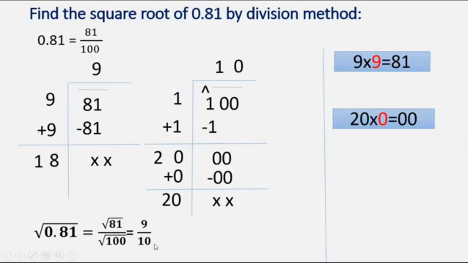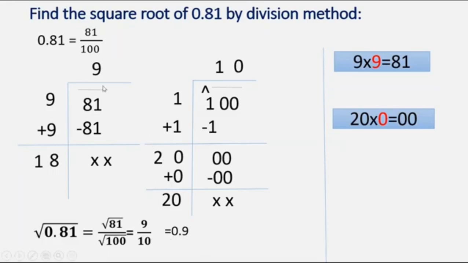9 upon 10 can be written as a decimal number. How can we write 9 upon 10? When we remove 10 from the denominator, we get 0.9. There is only 1 zero in the denominator, so we have to move the decimal only one place to the left hand side. Clear? So we get the answer 0.9.